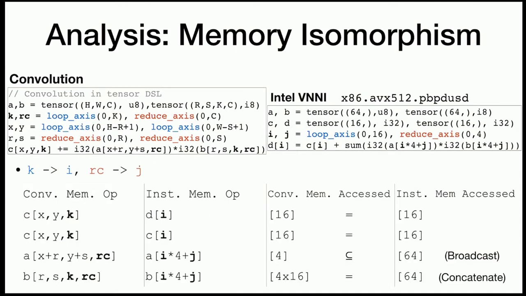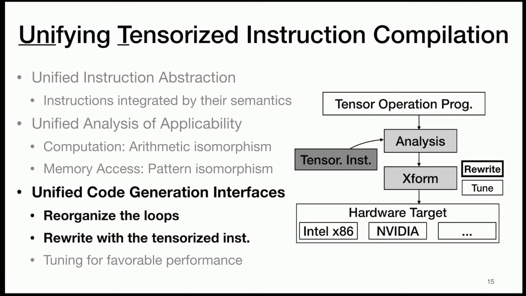We formally defined the subset in our paper, but here it's enough to know that B and C access exactly the same amount of memory as the instruction, and A accesses less than the instruction. Therefore, this mapping is feasible. And we're going to finalize the loop splitting and reordering. The terminology of broadcasting and concatenation will be explained in the following slides. For now, we know how the loops should be reorganized to get ready for code rewriting.